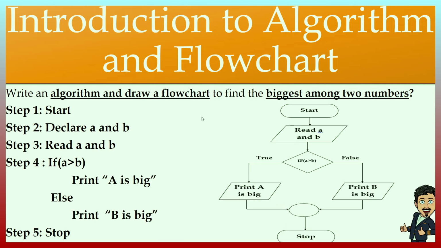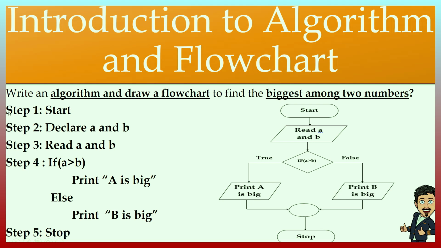So the next example is write an algorithm and draw a flowchart to find the biggest among two numbers. It means that we are going to get two values from user and we are going to compare the values and we are going to say which value is bigger. Okay. So for this task, we want to write an algorithm and we want to draw a flowchart.